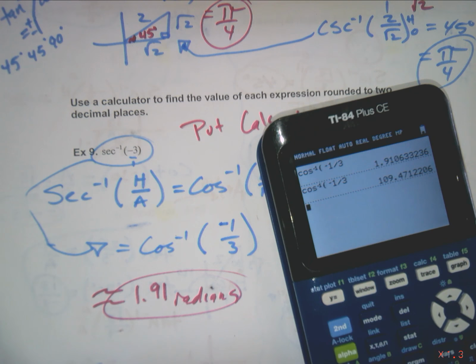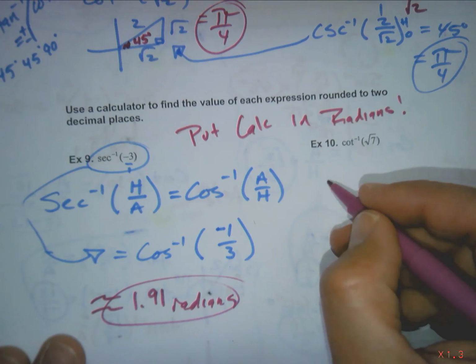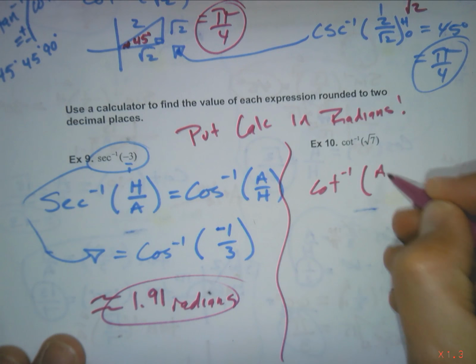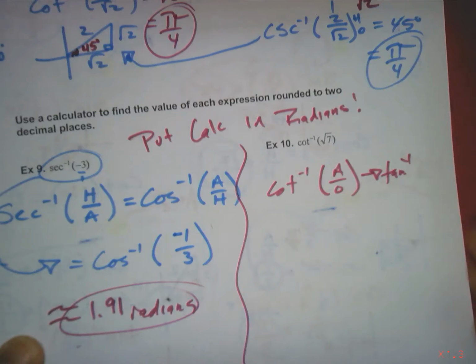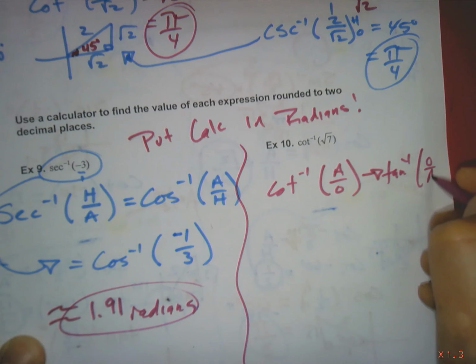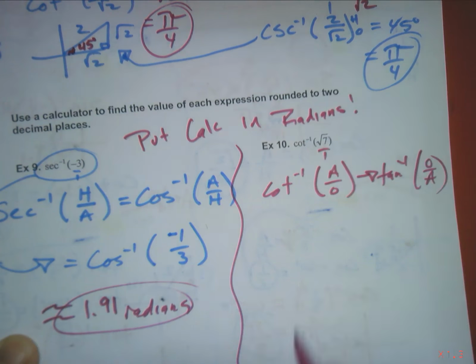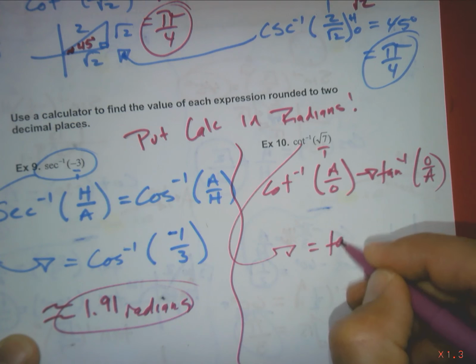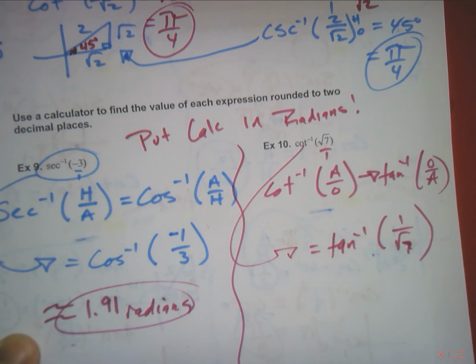Okay? So if I'm doing inverse cotangent, which is A over O, I need to convert it to inverse tan of O over A. So this is root 7 over 1. I would change this guy to inverse tangent of 1 over root 7. You don't need to rationalize that.